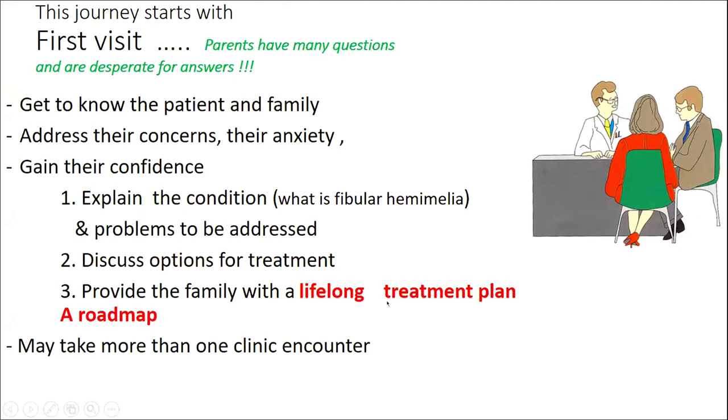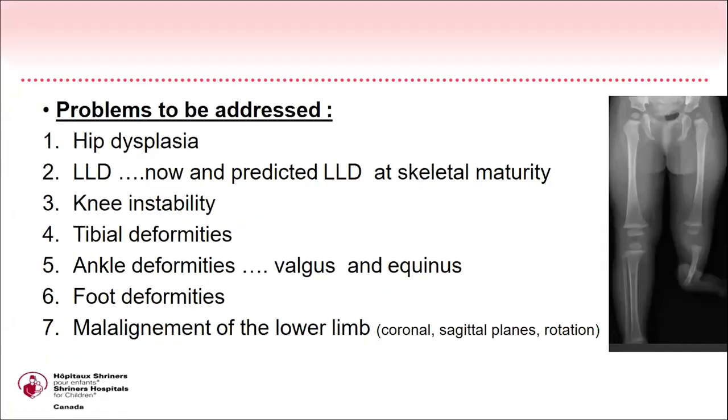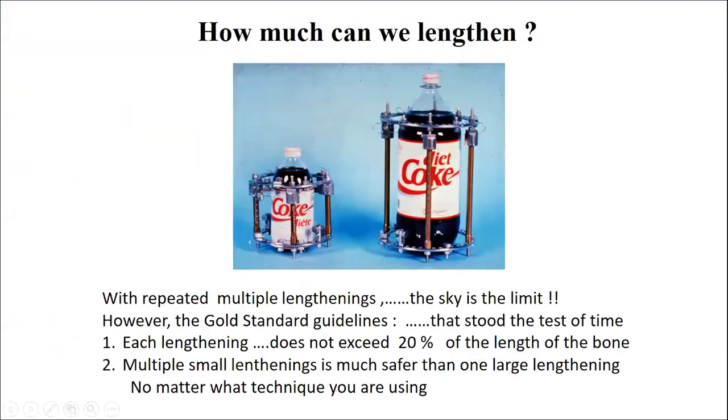You will see this sentence is repeated several times, because I think if there is one message for all these things, we have to give them a detailed plan of what is going to happen. Before deciding on the treatment, we have to explain to them all the problems. Here, for example, in this fibular hemimelia, we go from hip dysplasia, to the leg length discrepancy, how much it will be at skeletal maturity, the knee instability, ankle deformities, foot, and the malalignment. So all these have to be addressed.